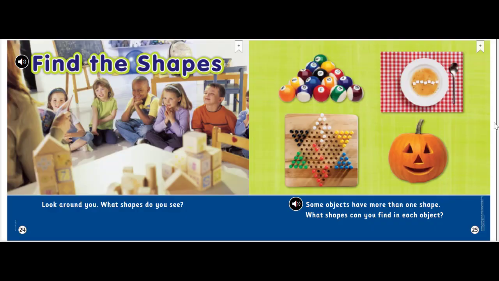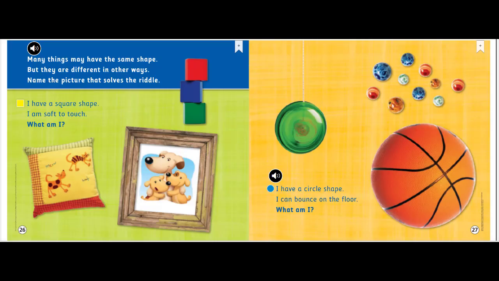This is another book. Find the shapes. Some objects have more than one shape. What shapes can you find in each object? Feel free to pause it. Many things have the same shape, but they are different in other ways. Name the picture that solves the riddle.